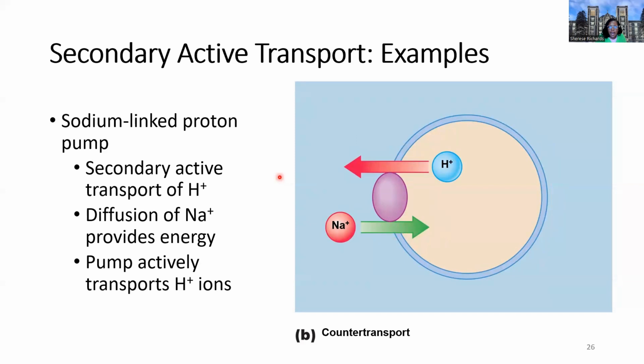Now we can think about another example, which is the sodium-linked proton pump or hydrogen pump, which is an example of counter transport. The same type of mechanism is happening here, which is secondary active transport. We're taking the energy of sodium that is moving passively down its gradient, and we're using that energy by linking these two movements in a single pump, and we can move hydrogen ions or protons against their concentration gradient in the opposite direction. This one is called counter because we're ultimately moving both particles in opposite directions.